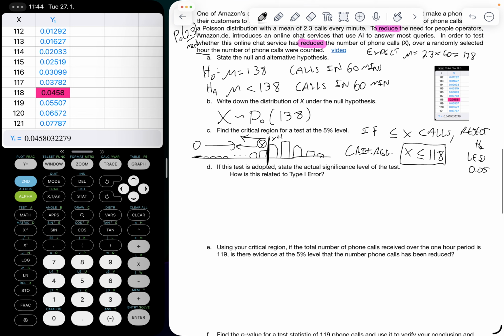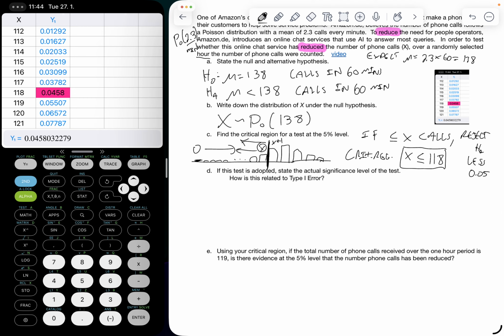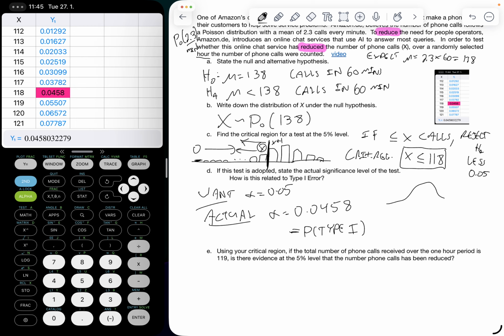All right, so if this test is adopted, say the actual significance level. Well, we want alpha to be 0.05, but in actuality, we just saw the actual alpha is going to be 0.0458, which is a little smaller. And just like we said with the binomial, this is the probability of getting a type 1 error. It's smaller than 0.05 because on a normal test, your probability of getting a type 1 error will always be exactly alpha.